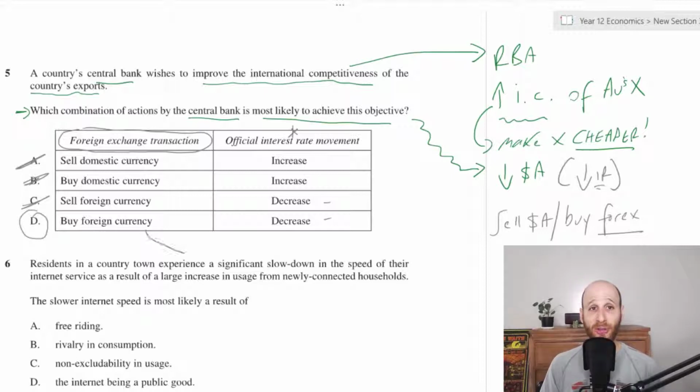And just know that when I buy foreign currency, the flip side of that transaction is that I sell Australian dollars, and the overall impact is the dollar will fall, exports become more competitive.